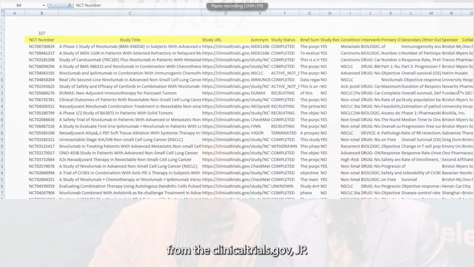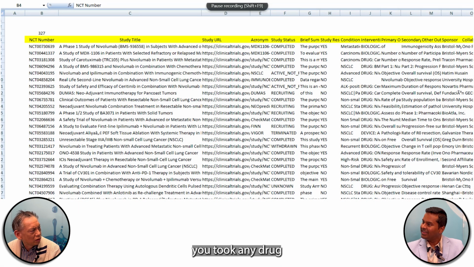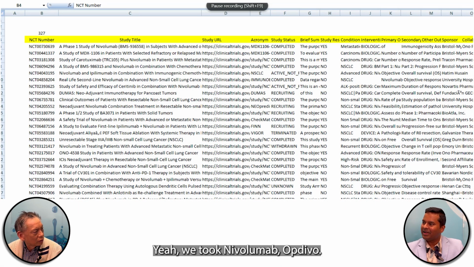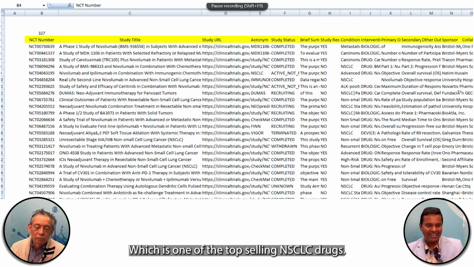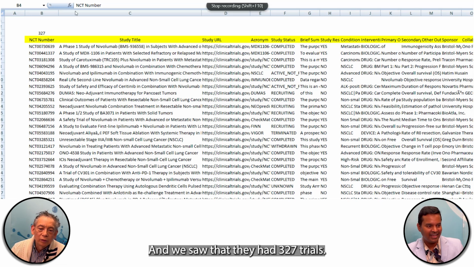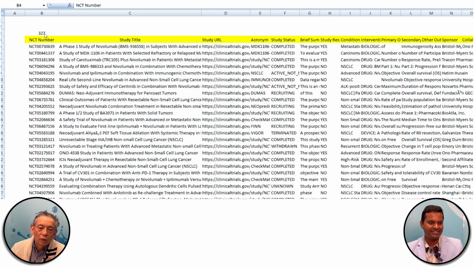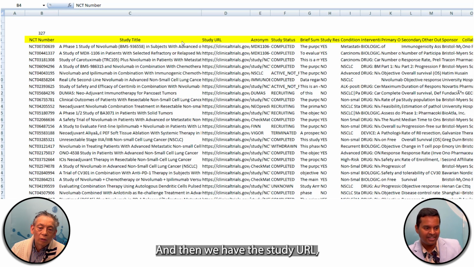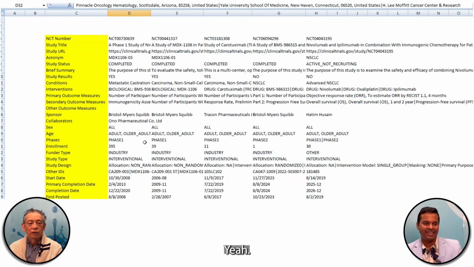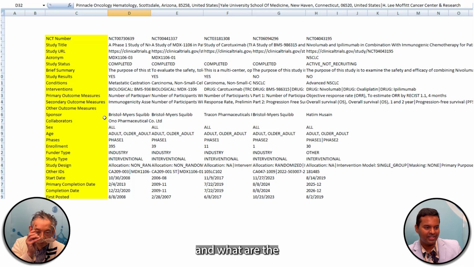So Shanmugam, what are we looking at here? This is an extract from ClinicalTrials.gov. We took nivolumab, Opdivo, which is one of the top-selling NSCLC drugs, and we saw that they had 327 trials. Then we have the study URL, what the study is, what phase they have, and the study status. For the people who are watching, I flipped it so that we can see what the status is and what the conditions are.